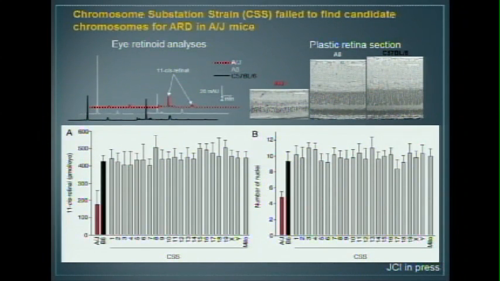We focused on 2 factors for this CSS. One is 11-cis retinal, the visual chromophore, and this amount represents the visual pigment amount in the retina. The second one is the number of nuclei, which is attributed to photoreceptor cell death. Very interestingly, no CSS can represent the severe retinal degeneration observed in the A/J mouse. However, we can see very subtle differences between the CSS. So from these observations, we can speculate that this severe ARD observed in A/J is induced by many different genetic factors located in various chromosomes.